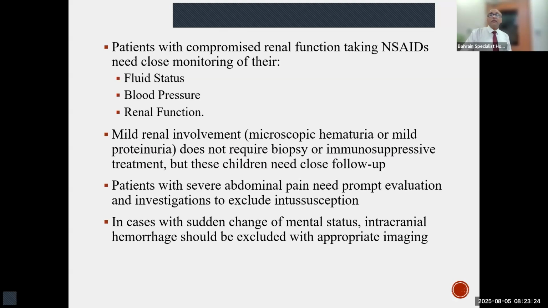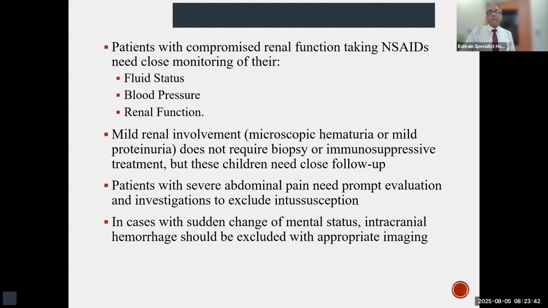Patients with compromised renal function who are taking NSAIDs, especially Brufen and Voltaren or diclofenac, should be closely monitored because of renal involvement. Check if there is any dehydration, and blood pressure and renal function should be monitored.